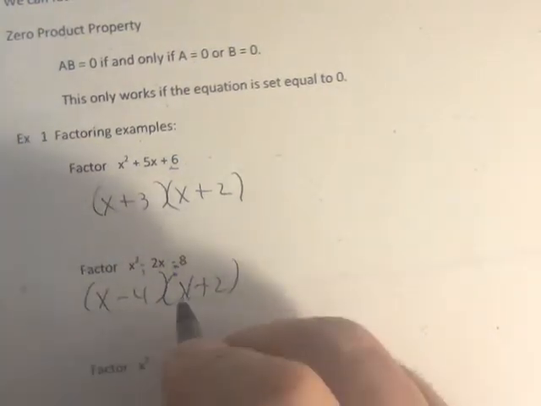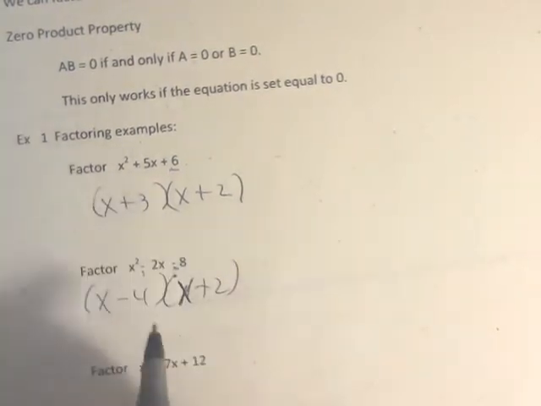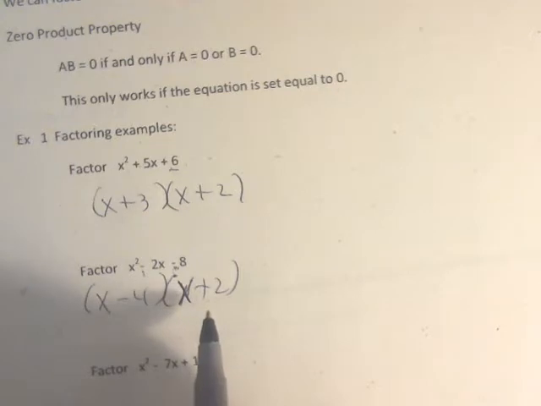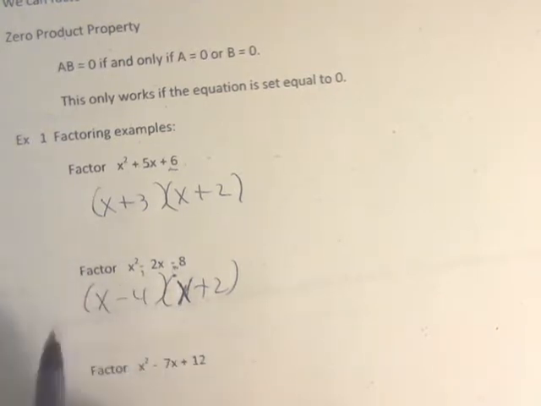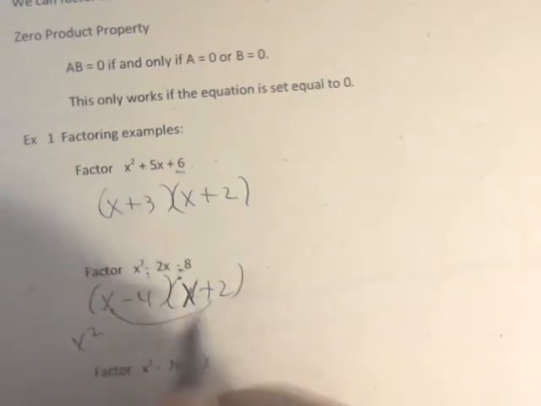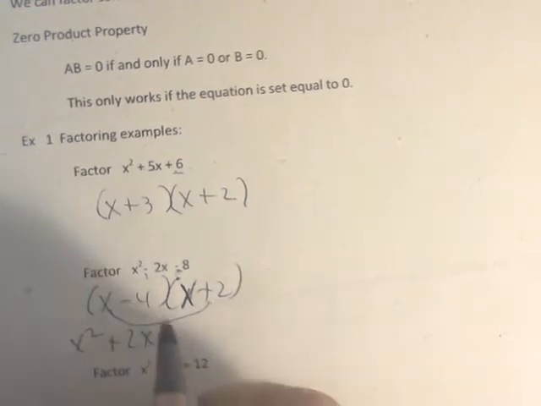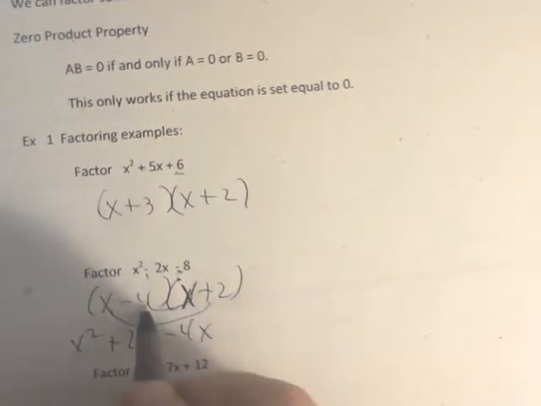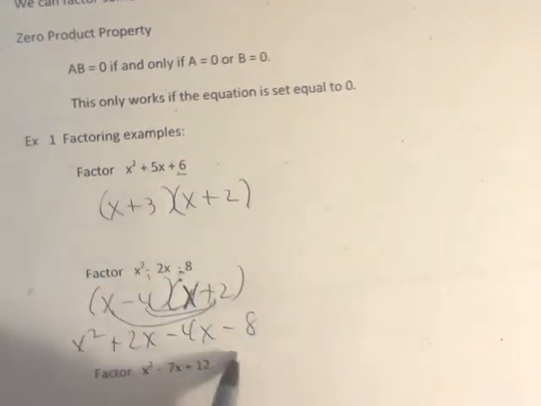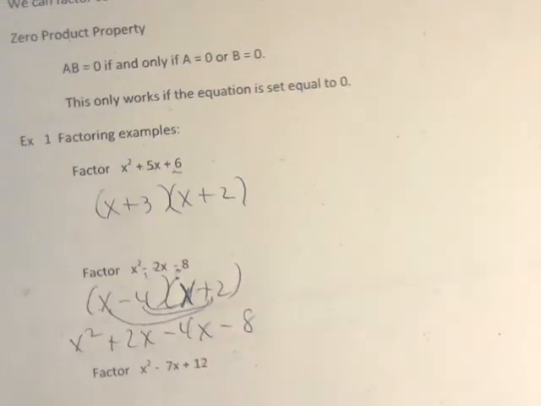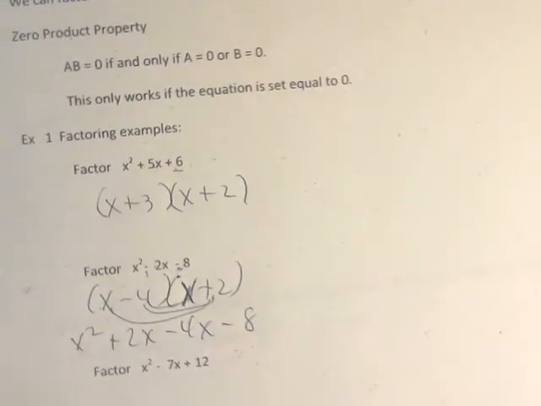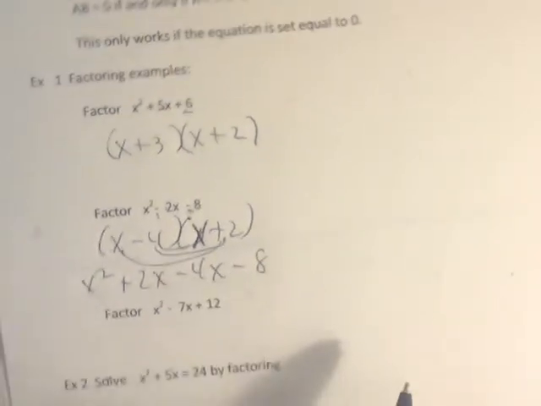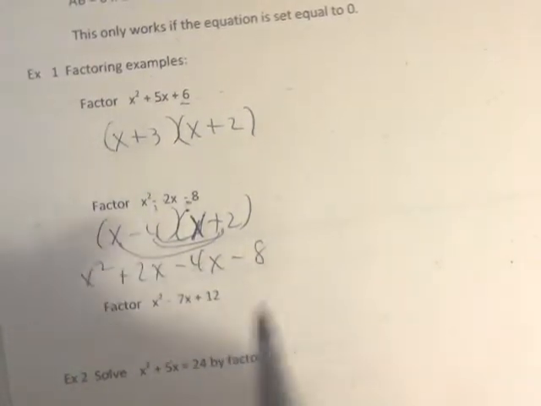And if you're ever not sure if you're right or not, well, FOIL it back out. Okay? X times x is x squared. My outers is +2x. My inners is -4x. And my last is -8. If I combine these terms, I'm going to get what I started with. That's what you're doing when you're factoring. You're trying to find two or more numbers that multiply together to give you what you started with.